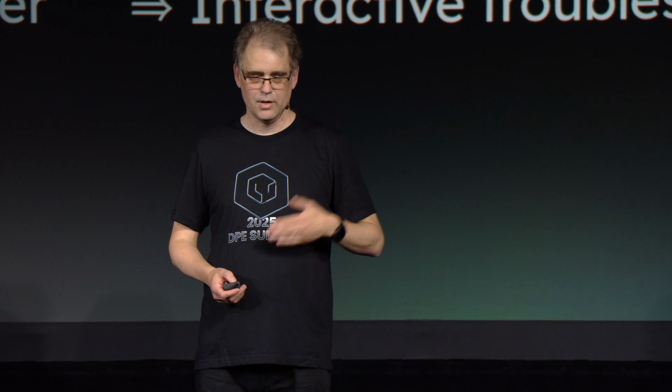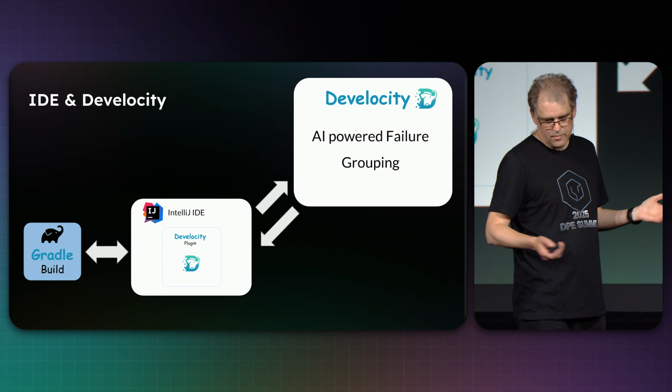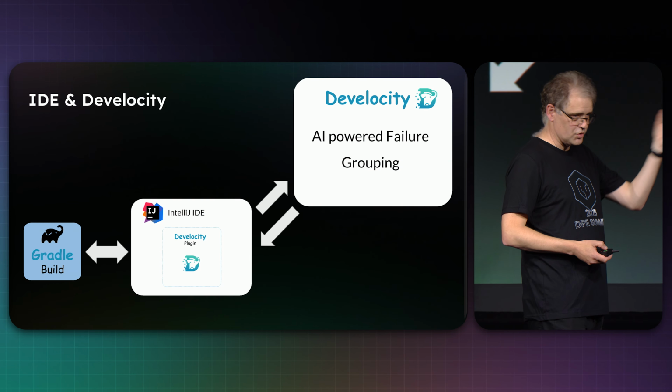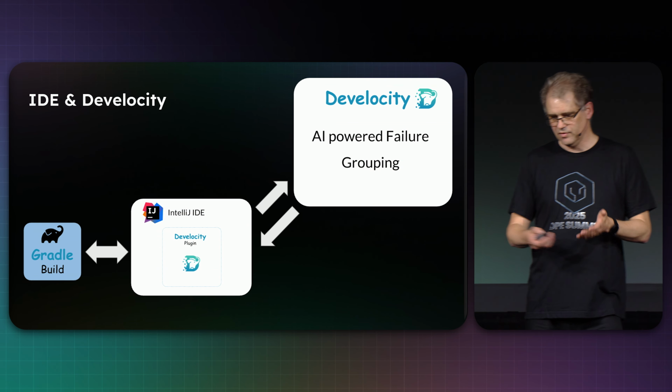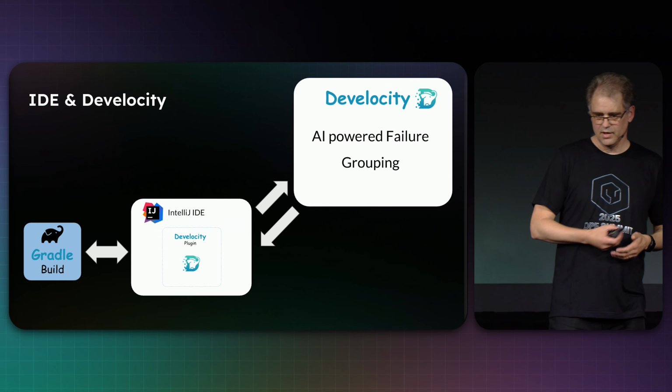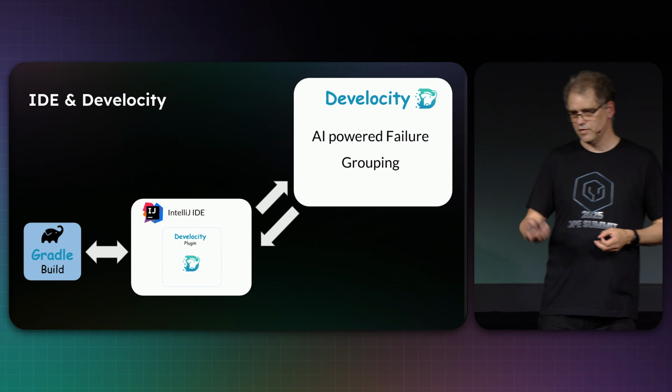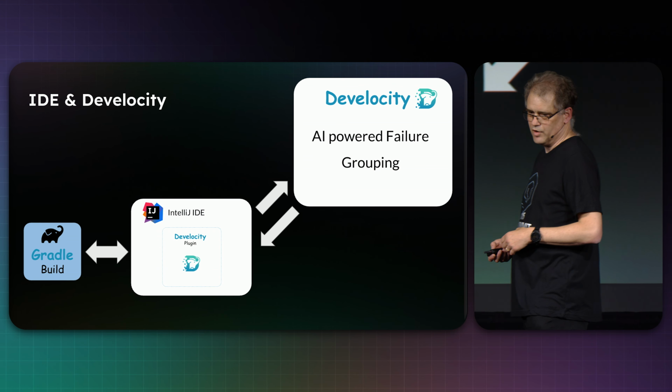We're going to use Develocity AI-powered failure grouping. And then in the third part, I'm going to show you how to interact with the MCP server that itself collects data from Develocity. So obviously, Gradle builds, and in the future, Maven and all the other toolchains. Develocity and the Develocity plugin for, in this case, IntelliJ IDE. And of course, Develocity itself with failure grouping.